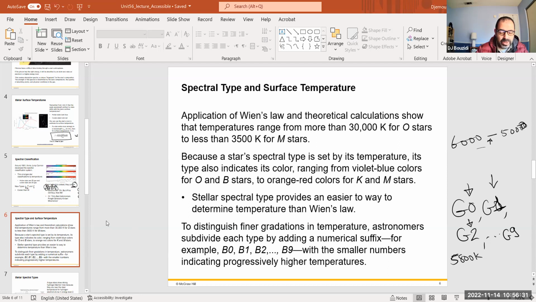Same thing with all of the classes. So there are final classifications even within the grouping. O, B, A, F, G, K, M. So the sun rests somewhere in the middle in here.